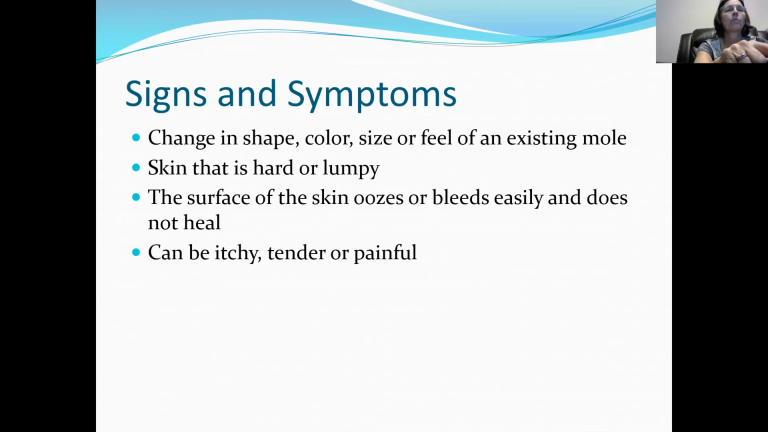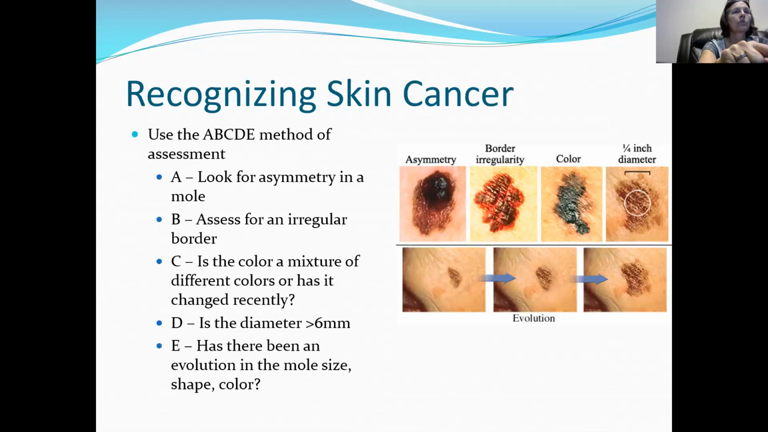So what we don't want to see with skin cancer is a new onset lesion that doesn't heal, it bleeds easily. If you've had a lesion over time, the shape and the color changes. So it becomes irregular, the color changes, it gets darker. If the skin becomes lumpy or hard around that lesion and it was not previously, if the lesion is painful or tender or even itchy. So skin cancers, the A, B, C, D, E method are things we look at.